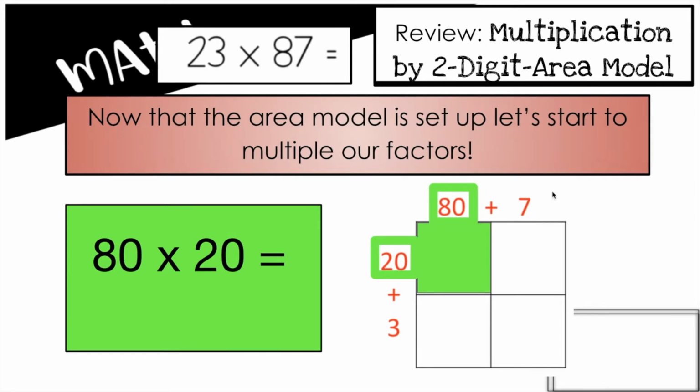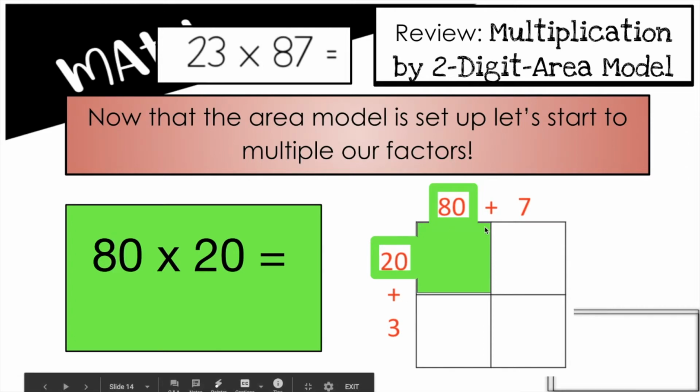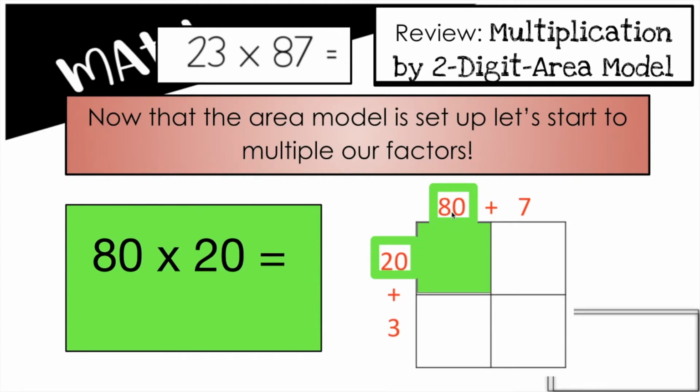Now you have to start multiplying for the area. Area is length times width. So you have to do this for each of your boxes, which is the use of the area model. So we are going to start and focus on 80 times 20. So your job now is to go, what is 80 times 20?